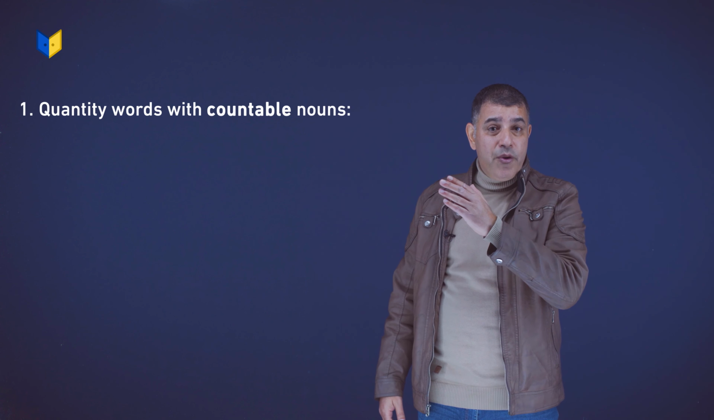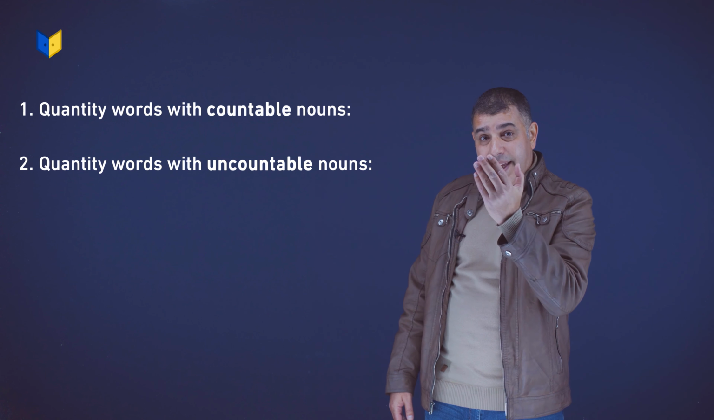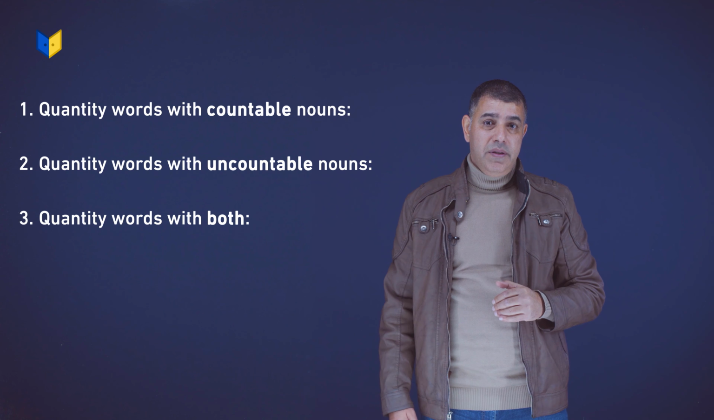Now, in this part, we are going to use some words to talk about the amount of countable and uncountable nouns. They are called quantity words and expressions. نسميهم كلمات بتدل على الكميات، محددات. Now, I'm going to divide them into three categories. راح أقسمهم لثلاث أقسام. The first one is quantity words with countable nouns, and quantity words with uncountable nouns, and quantity words with both countable and uncountable.